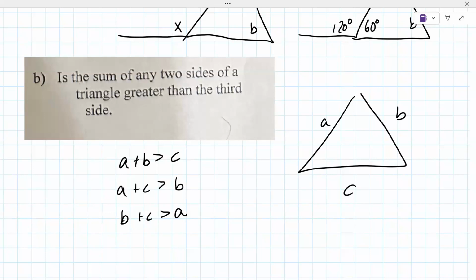So is this yes or no? It's always true. Right. Ready to move on to 9? Okay. Hope this is helping.